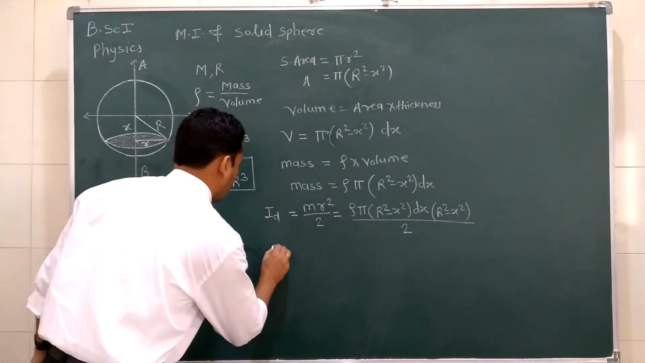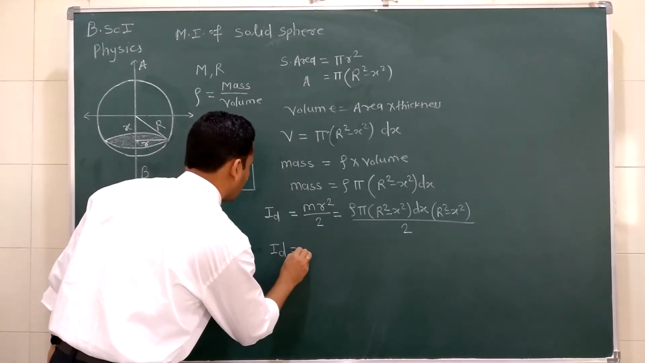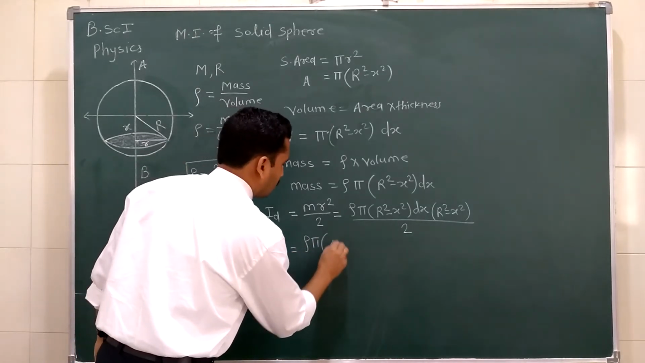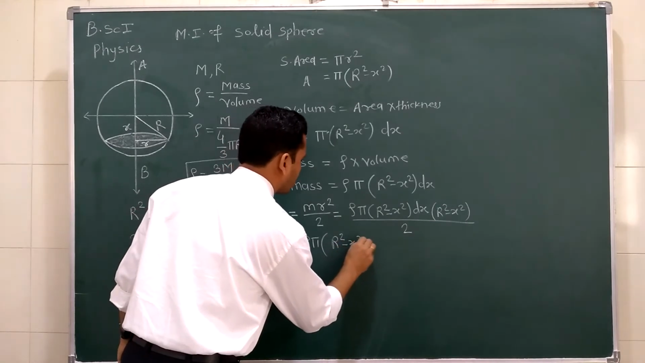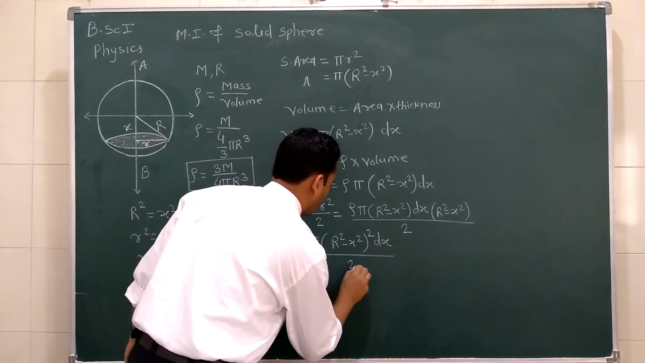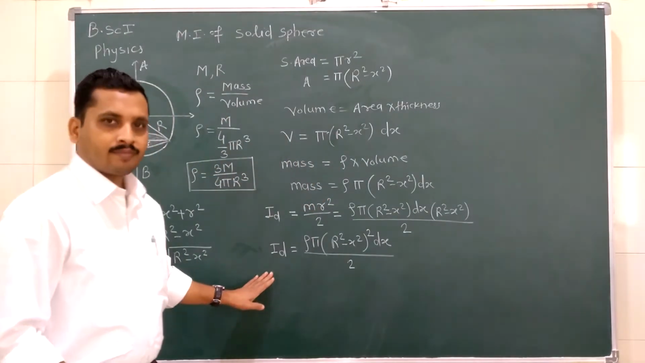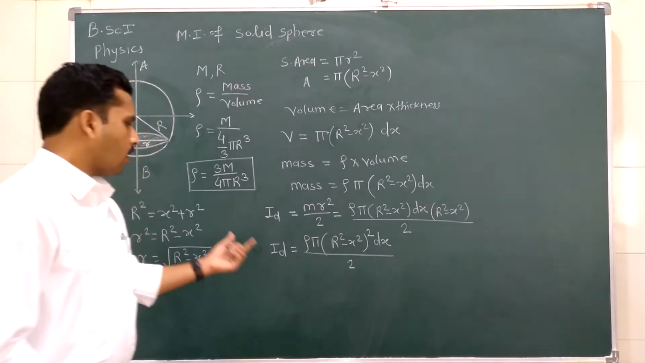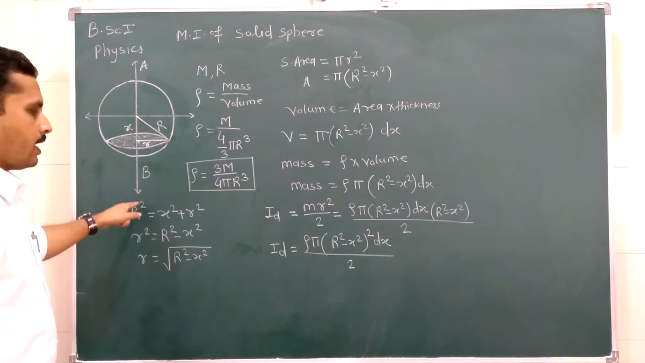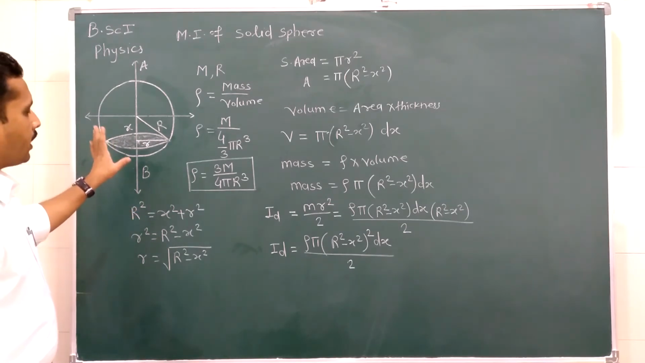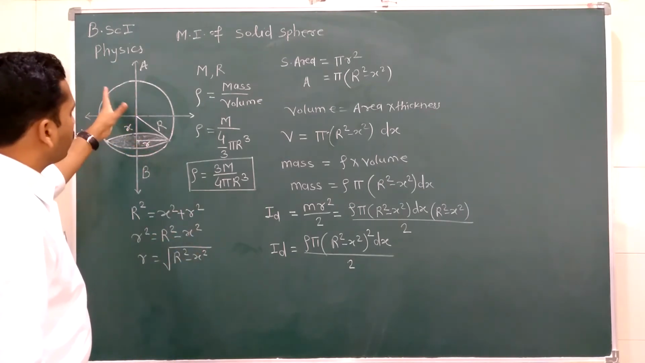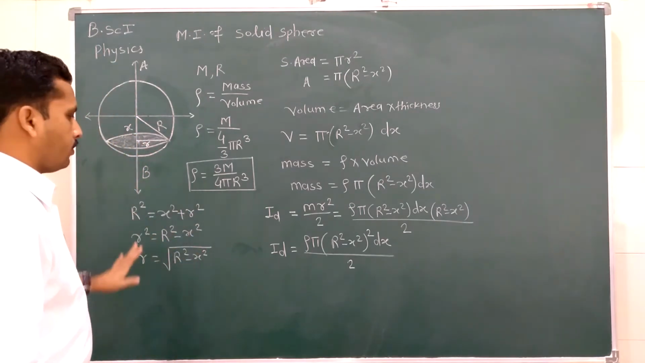So the moment of inertia I_d is equal to rho into pi into (R square minus x square) whole square multiplied by dx, divided by 2. This is the moment of inertia of this disc about this axis. Now we want to find the moment of inertia of the whole solid sphere.